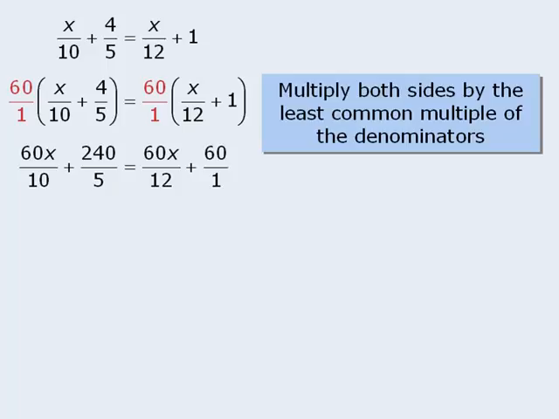At this point, all of our fractions simplify nicely. 60x over 10 equals 6x, 240 over 5 equals 48, 60x over 12 equals 5x, and 60 over 1 equals 60. From here, we can solve for x by first subtracting 5x from both sides. And now we'll subtract 48 from both sides to get x equals 12.